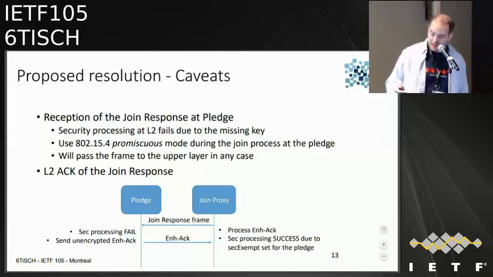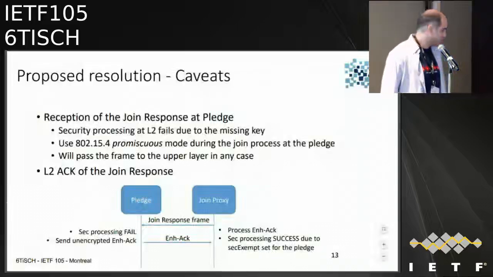So the enhanced acknowledgement that is sent back can only be sent without any layer 2 security. This still works with the current configuration in the draft because the join proxy has the SEC exempt attribute set for this pledge. That essentially allows unsecured frames to be passed to the upper layer.